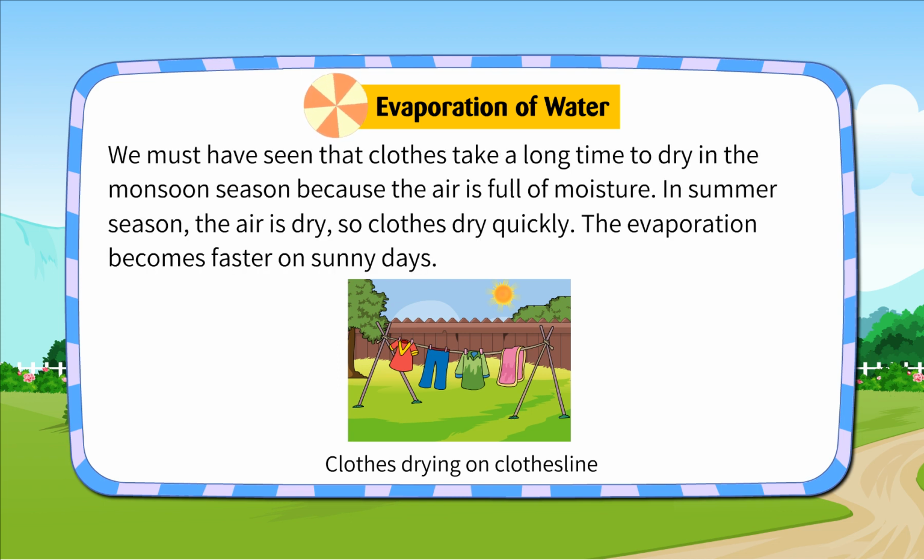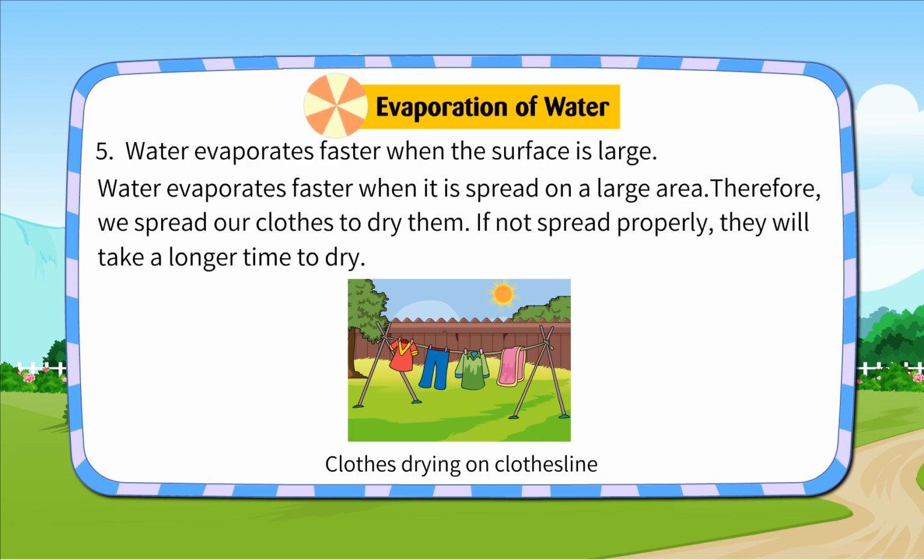We must have seen that clothes take a long time to dry in the monsoon season because the air is full of moisture. In summer season, the air is dry, so clothes dry quickly. The evaporation becomes faster on sunny days. 5. Water evaporates faster when the surface is large. Water evaporates faster when it is spread on a large area. Therefore, we spread our clothes to dry them. If not spread properly, they will take a longer time to dry.